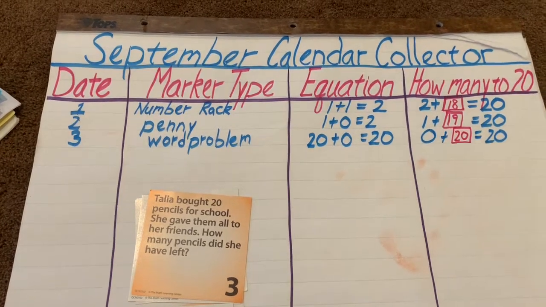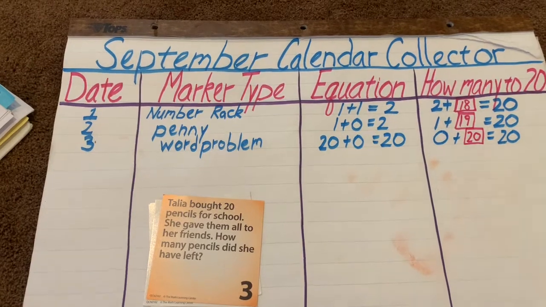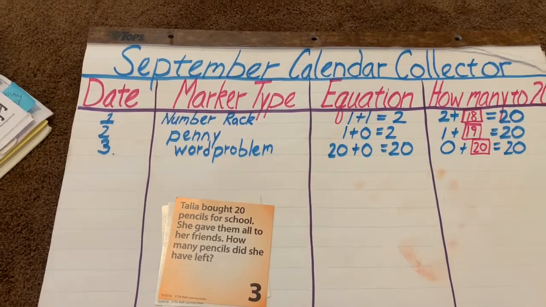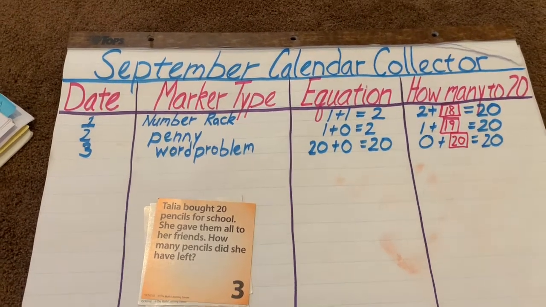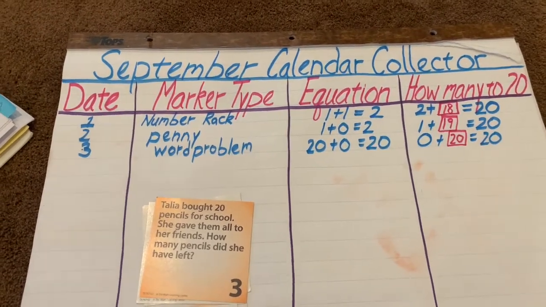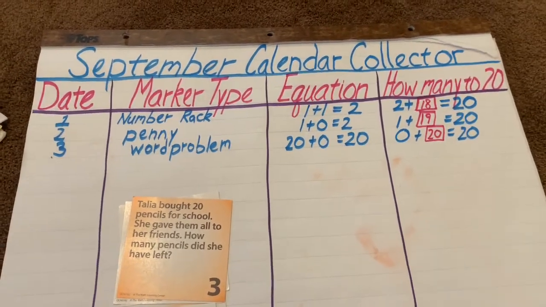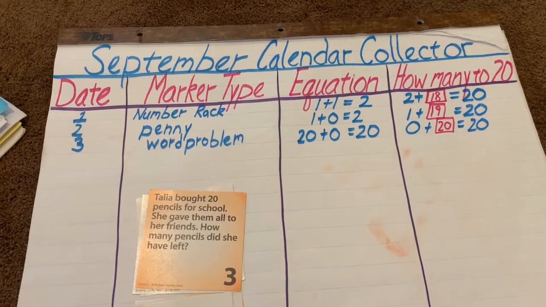We know that Talia had 20 pencils, but then she ended up with 0. So my equation was 20 minus 0 equals 20. And then since we ended up with 0, I said, how many do I need to add to 0 to get to 20? And it's actually 0 plus 20 equals 20.